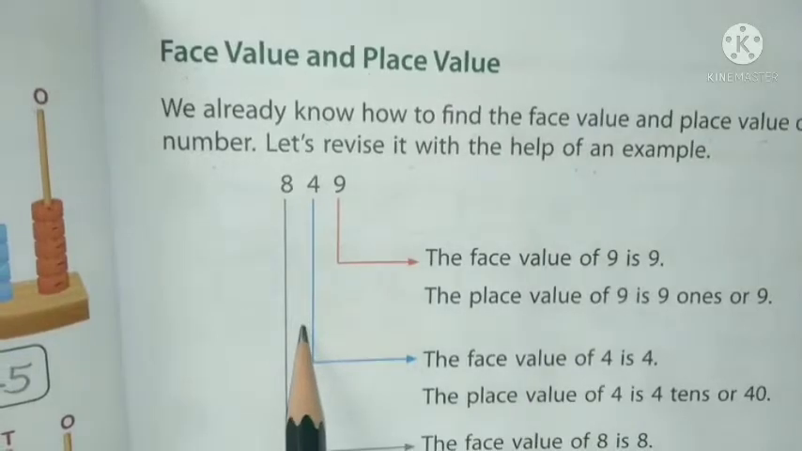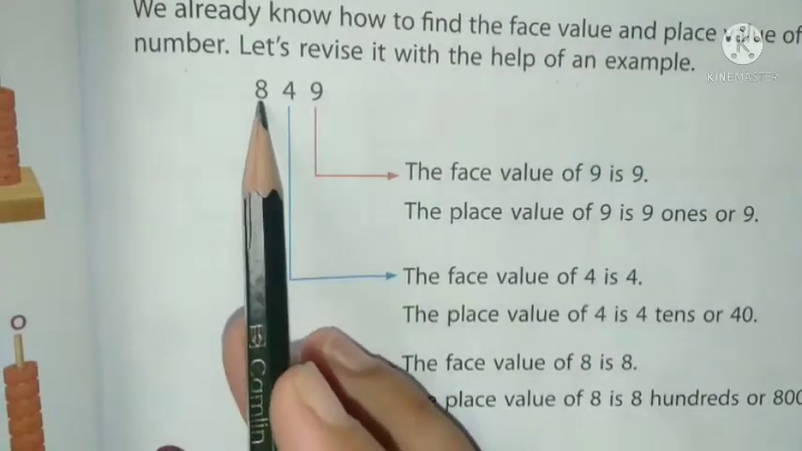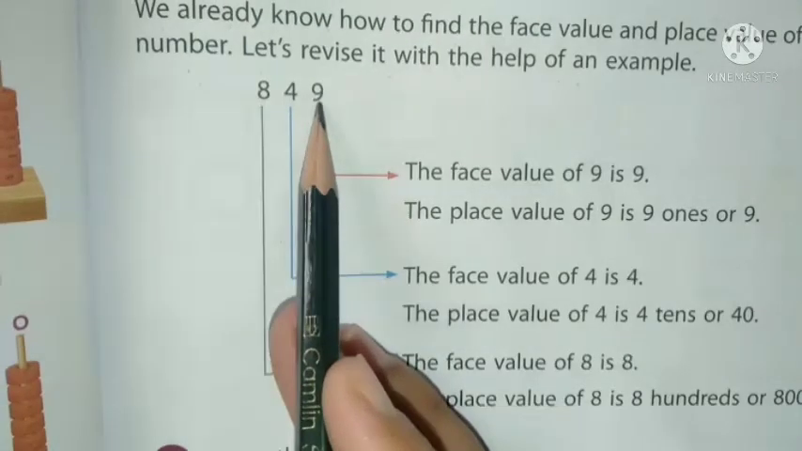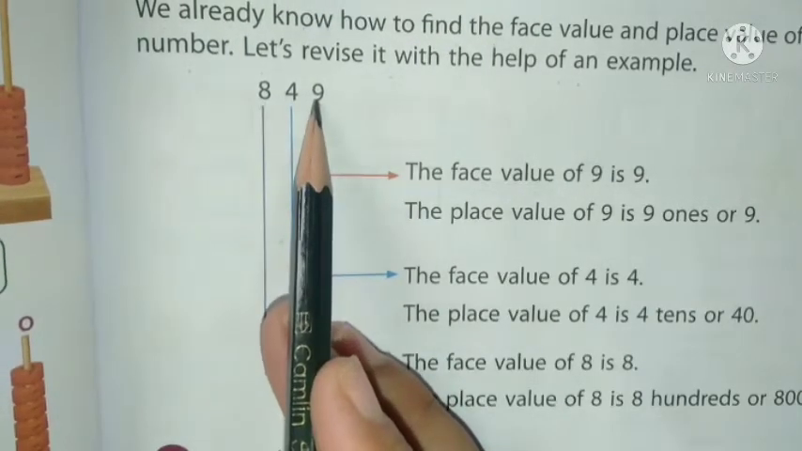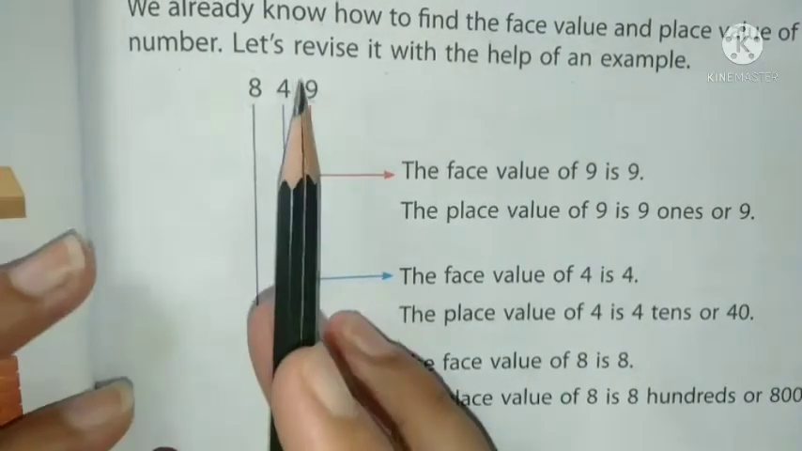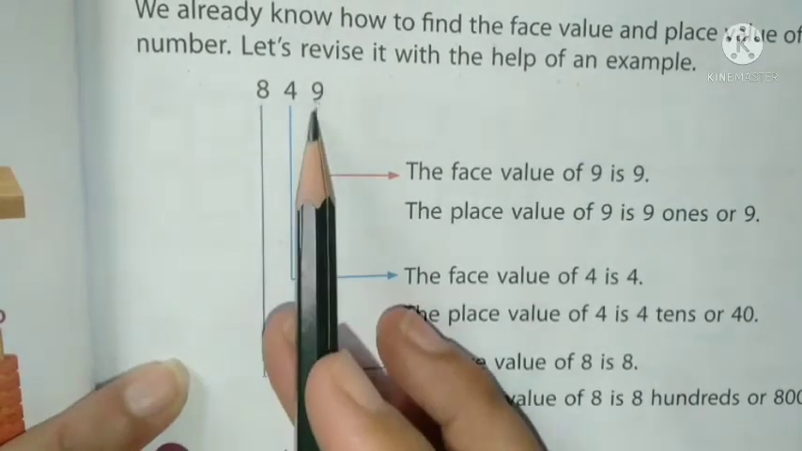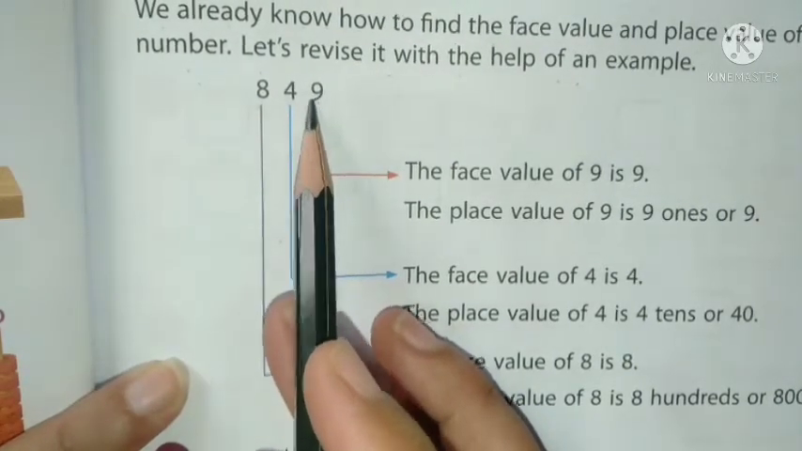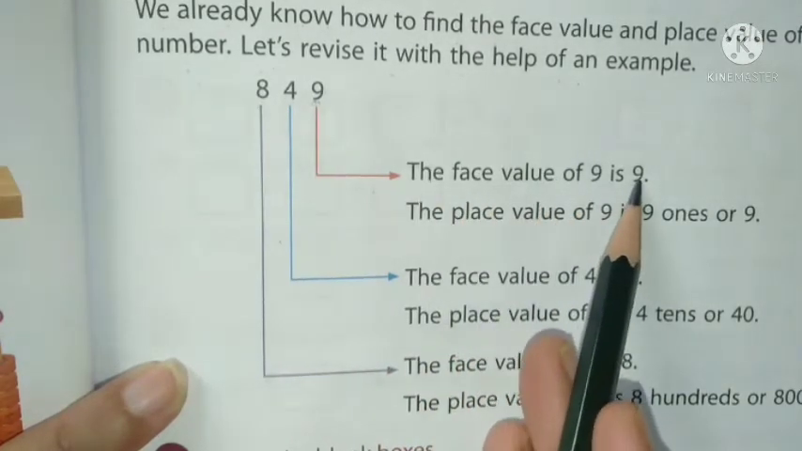Students, here some examples are given. Okay, so pay attention here. 849. Students, 849 is a 3-digit number. Now pay attention here. Students, 9 is on ones place. So first we will see the 9 number. So the face value of 9 is 9.